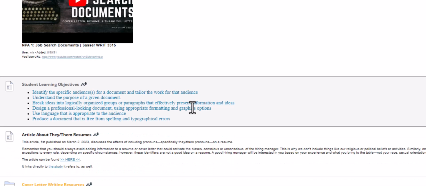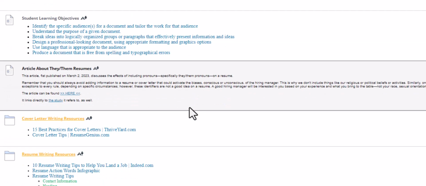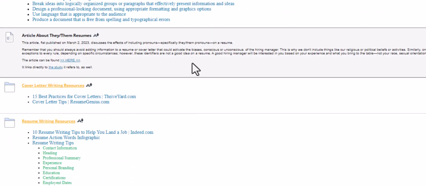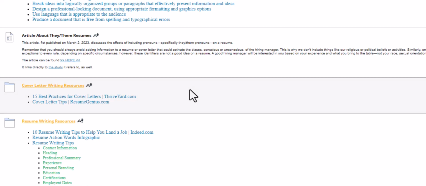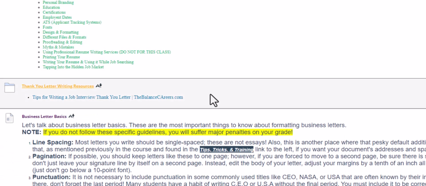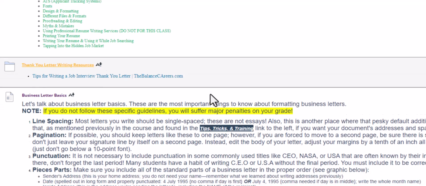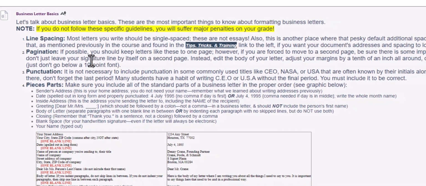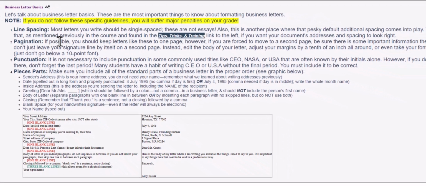learning on this project. I've included here several resources for you, including an article about including pronouns on your resume, whether you should or should not. I've included some cover letter writing resources, some resume writing resources, and some thank you letter writing resources. I've also included an outline of what I expect for a basic business letter.